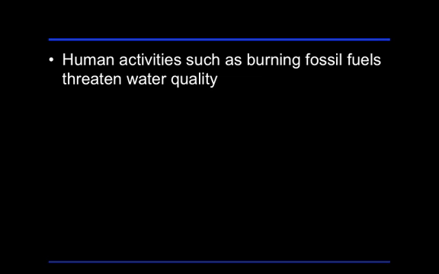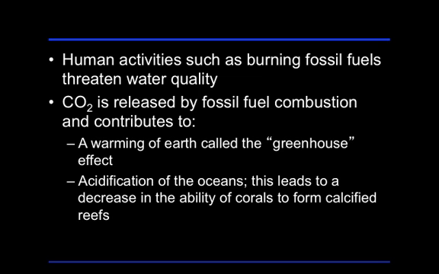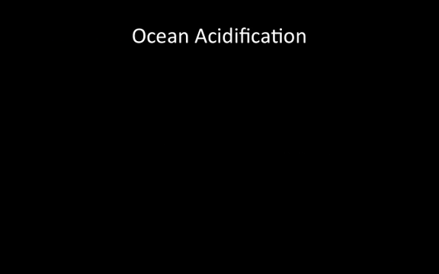Now, human activities such as the burning of fossil fuels, that's coal, oil, and natural gas, threaten water quality because it produces a tremendous amount of carbon dioxide in the air. When carbon dioxide is in the air, it will act as a blanket or a greenhouse gas that traps heat or infrared light in the earth, causing global warming. Carbon dioxide can also mix with water in the oceans, causing the acidification of the ocean. This leads to a decrease in the ability of corals to form calcified reefs.